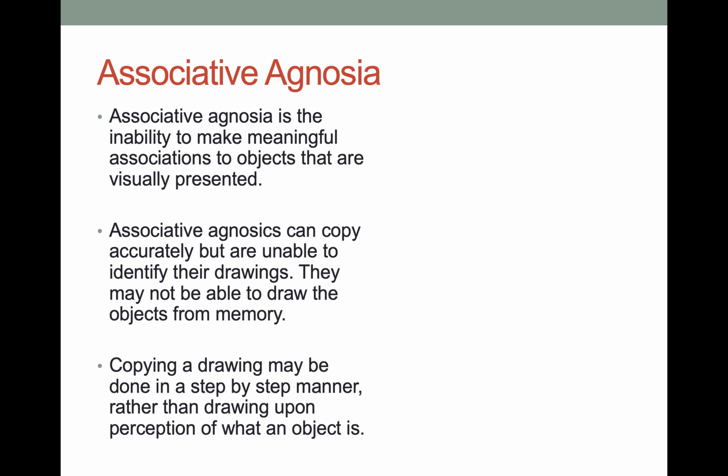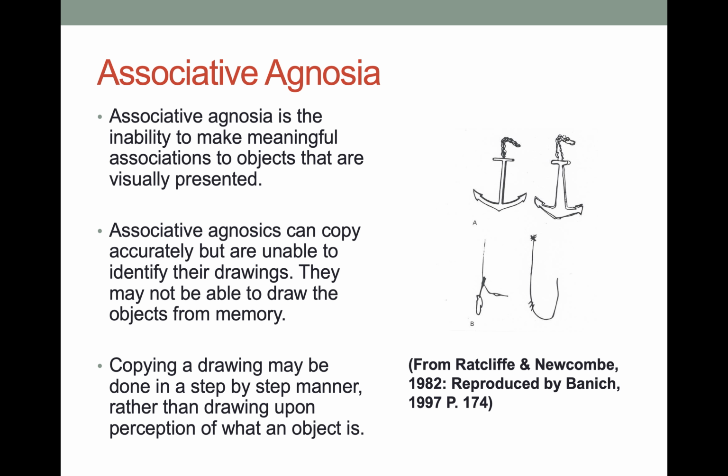Associative agnosia is the inability to make meaningful associations to objects that are visually presented. Associative agnosics can copy accurately but are unable to identify their drawings. They may not be able to draw the objects from memory. So copying a drawing may be done in a step-by-step manner rather than drawing upon perception of what an object is. If we have a look at the example here, they are quite good at copying, but might not be able to say what it is.